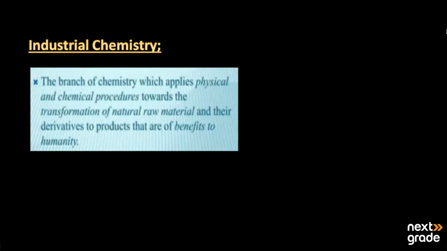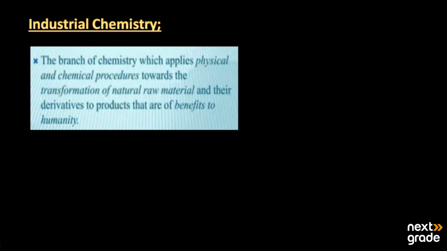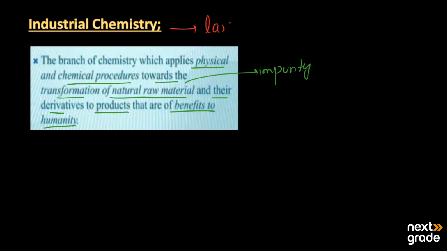So here we have the branch of chemistry which is known as industrial chemistry. This branch of chemistry applies physical and chemical procedures or methods towards the transformation of natural raw material, meaning natural material that has some type of impurity in it, and its derivatives are used for the production of different products, and these products are then beneficial for humanity. So when things are produced on a large scale, how they are produced and what method is used for their production, all that is studied under industrial chemistry, which is the branch of chemistry.